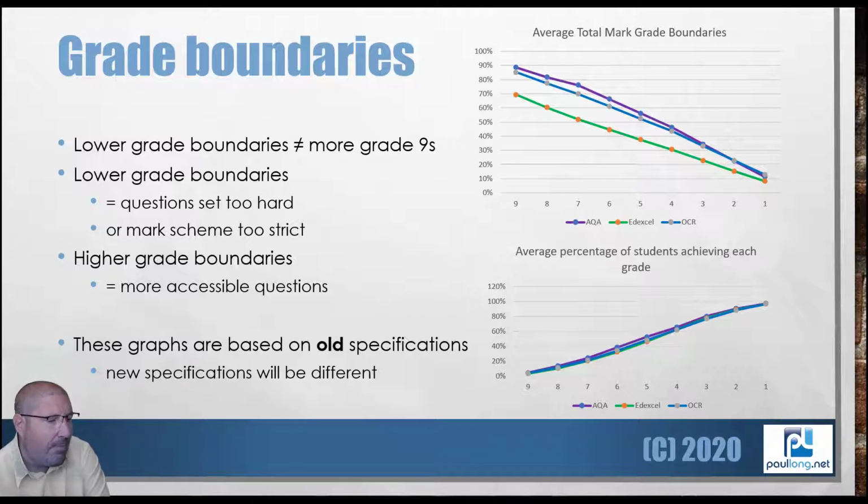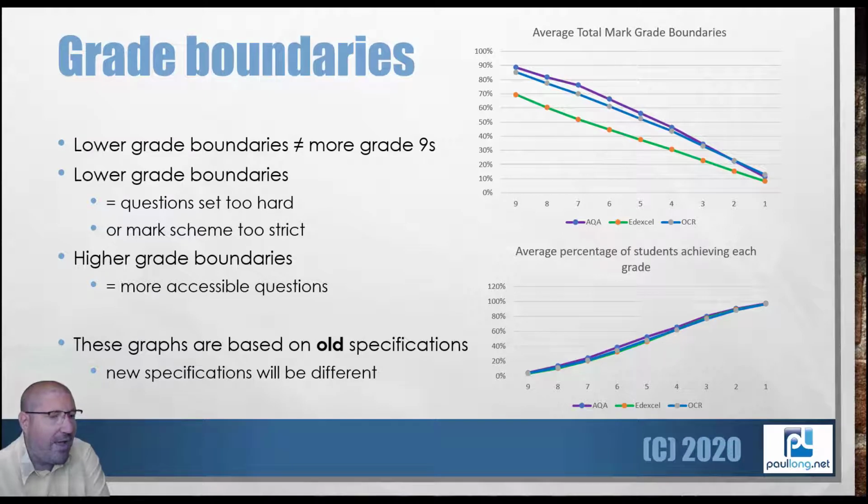AQA had the highest. But when you look at the percentage of students that achieve each grade, they're pretty much exactly the same. The difference is negligible. So your grade boundaries do not make a difference to the number of your students that are going to get grade 9, grade 8, grade 7, etc. What a lower grade boundary means is that the questions have been set too hard, or that the mark scheme has been set too strictly.